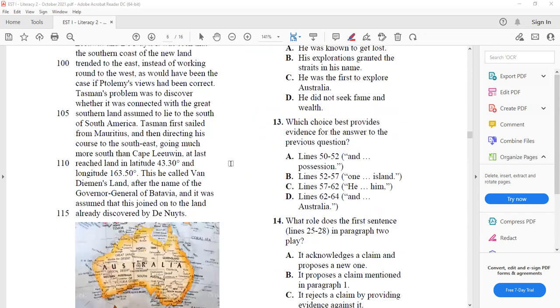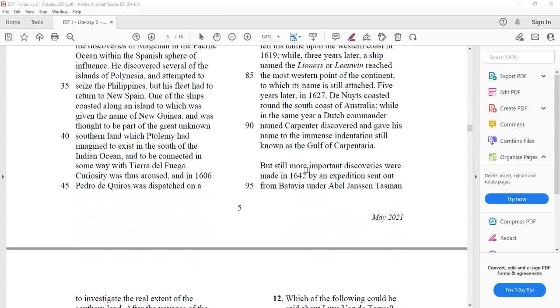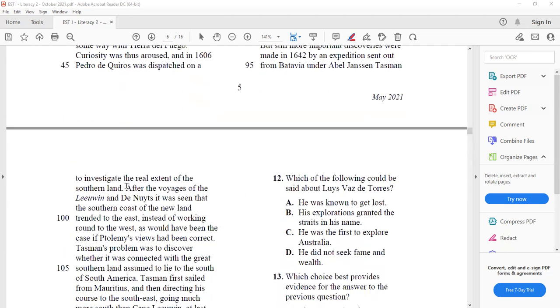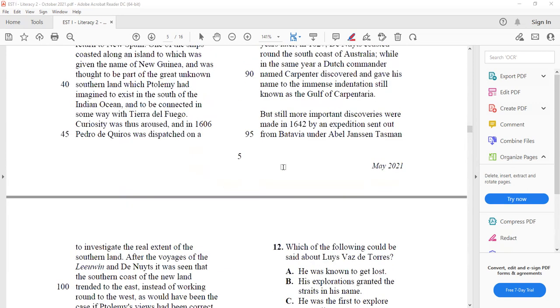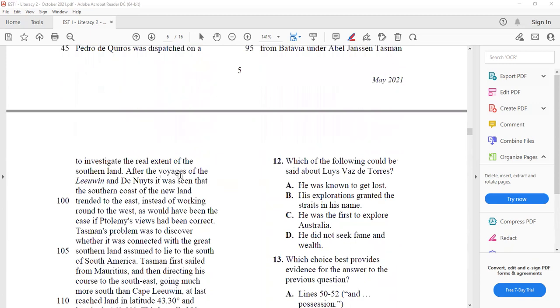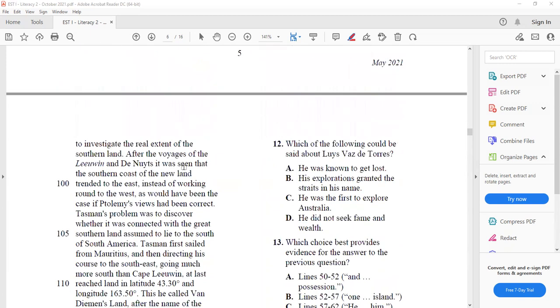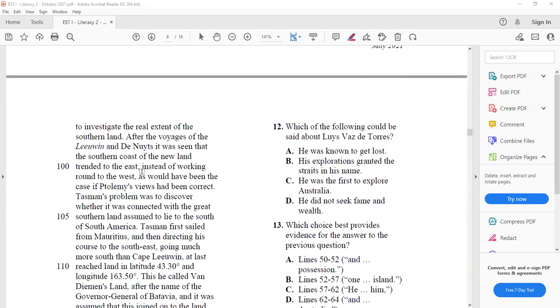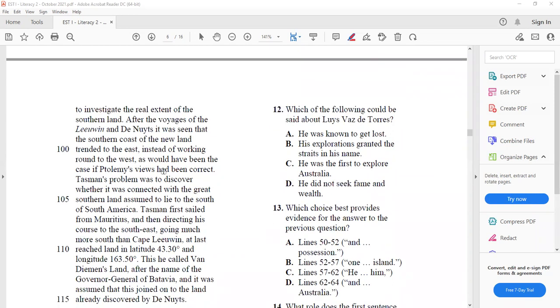Okay. The last paragraph, from here. But still more important discoveries were made in 1642 by an expedition sent out from Batavia under Abel Janszoon Tasman to investigate the real extent of the southern land. Take care, he's talking about the expedition made by Tasman. After the voyage of the Leeuwin and the Nuyts, it was seen that the southern coast of the new land trended to the east instead of working round to the west, as would have been the case if Ptolemy's views had been correct.